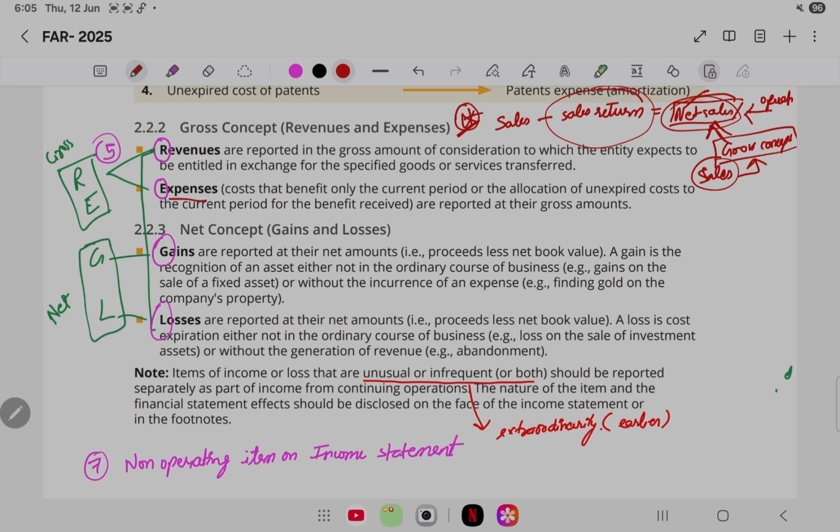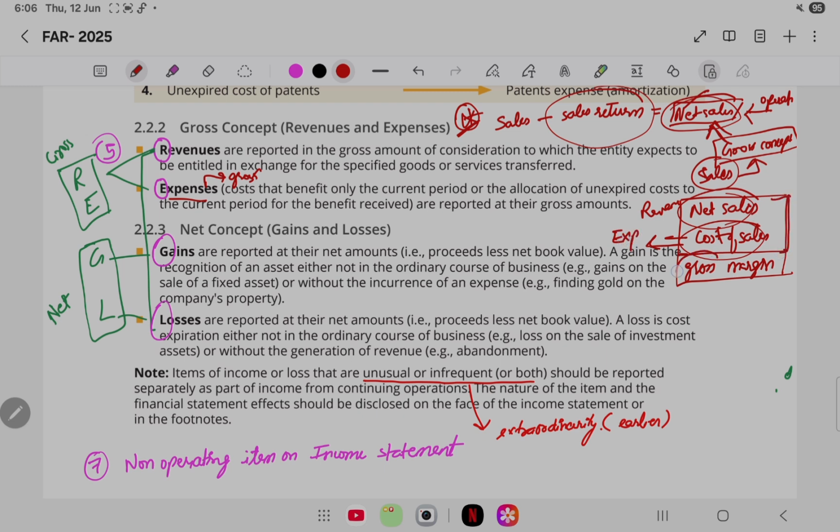Now the expenses also come under the gross concept. If we look at the overview picture, net sales minus cost of sales comes as gross margin. So net sales comes as revenue, cost of sales comes as expenses. So as here is a gross, we will call both of them a gross concept. Hope you understand, hope you will learn it for the exam. Let me remove it.